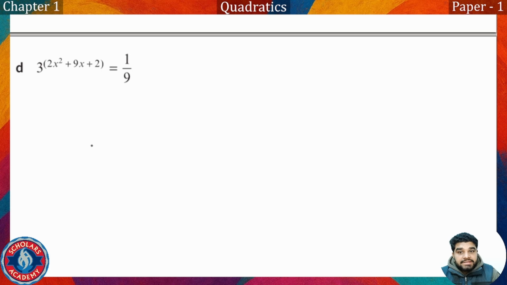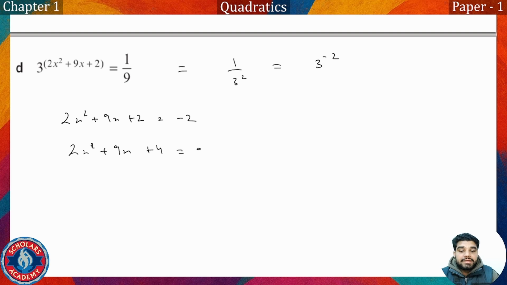We need to convert this right hand side in terms of power of 3. So can we say it 1 over 3 square, and can we say it 3 raised to power negative 2, right? So equating 3 raised to power this quadratic equation with 3 raised to power negative 2, we get 2x square plus 9x plus 2 is equal to negative 2. Simplifying this, 2x square plus 9x plus 4 is equal to 0, right? Sum is 9, product is 8. So the two numbers should be, yes, 8 and 1.